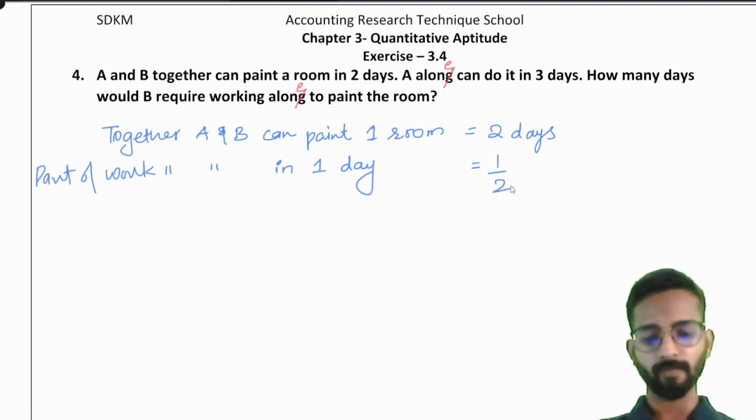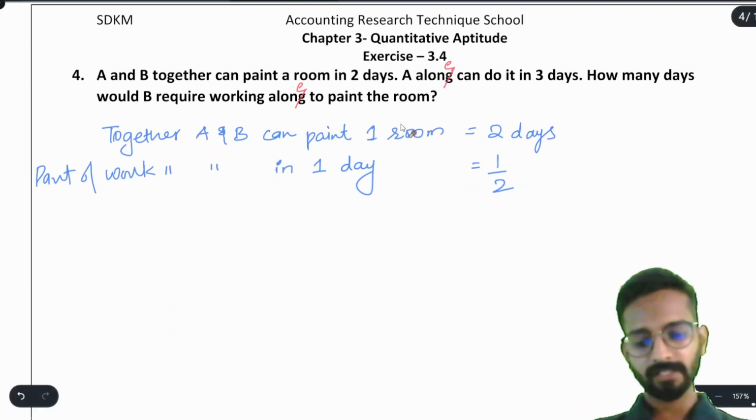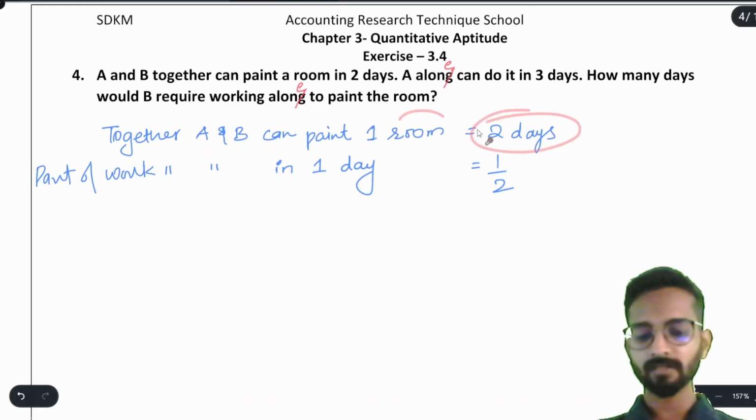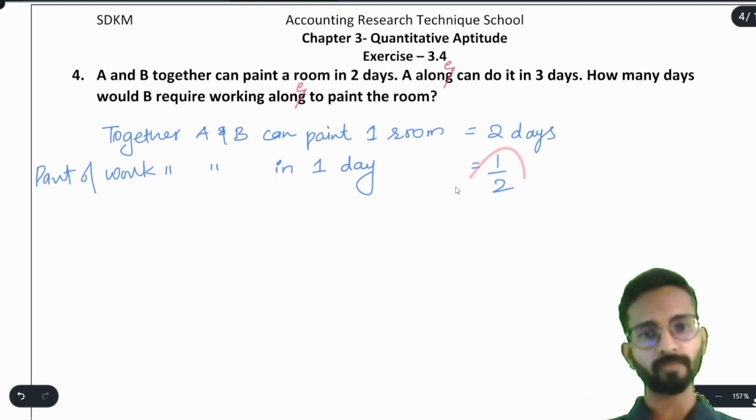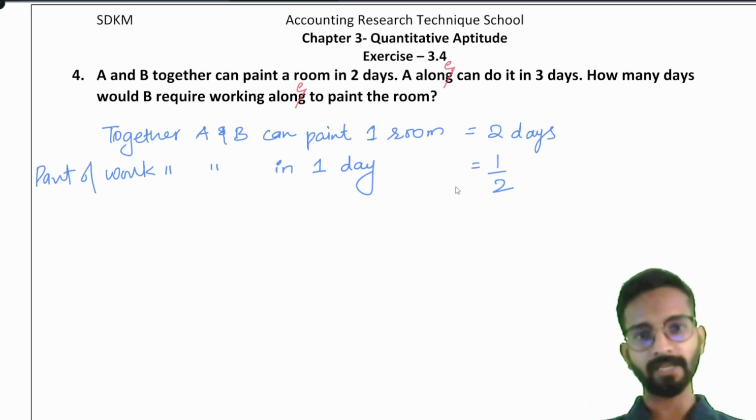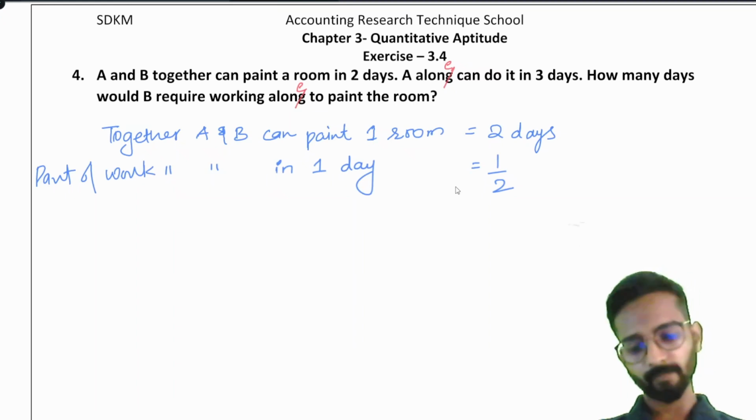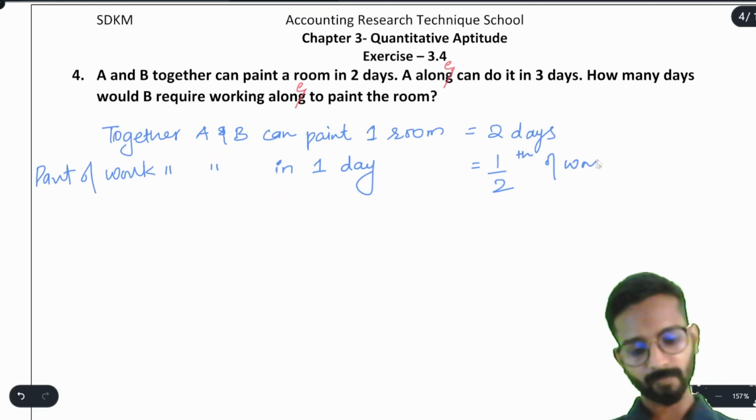Understood? See, very simple. I am telling you that they are painting one room in 2 days. So in 1 day, how much will they paint? They can paint only half room, right? You cannot paint the entire room. Entire room will take 2 days. So in first day, you have to complete the half painting. Now in 1 day, they can paint the half room. I will write here 1 by 2 or half of the work, 1 by 2th of work.